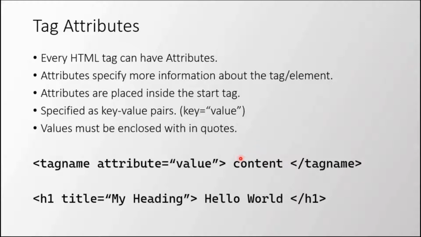Attributes are generally placed inside the starting tag. So here you can see this is our tag. After the tag name, after giving a blank space, then you can have an attribute. Generally, attributes are specified in key value pairs. The first one is the key, equal to, and the value. Remember, all the values must always be enclosed in quotes. If you give a value without quotes, the attribute will not work and the HTML will break.